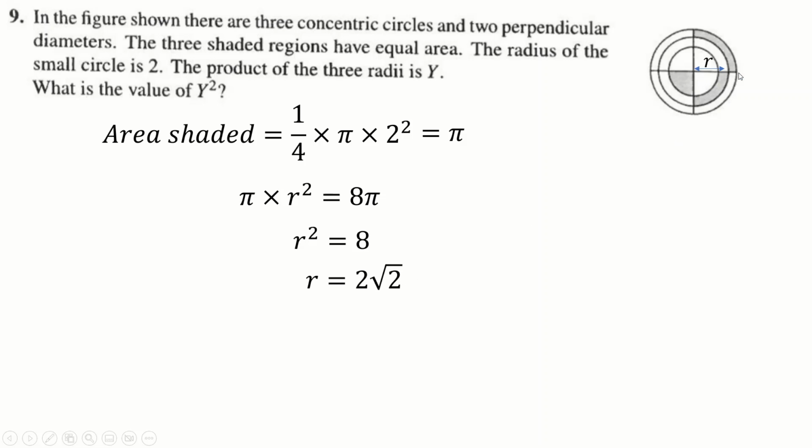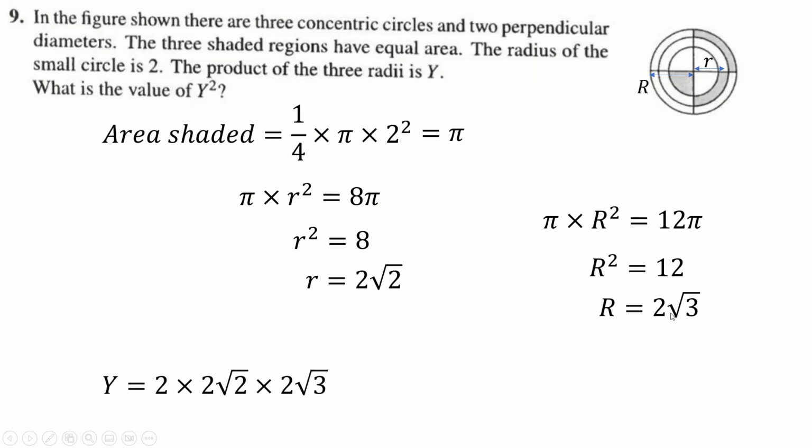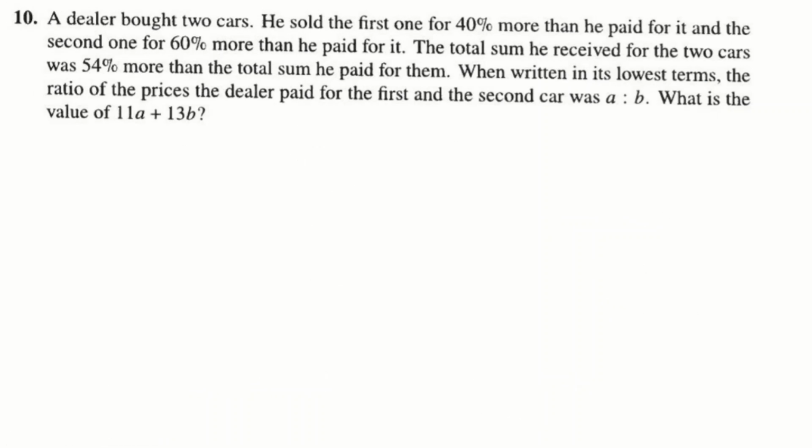Same deal for the bigger circle, which I'll call big R. Pi times big R squared is 1, 2, 3 times 4, so that's 12 of these areas. It's going to be 12 pi divided by pi, so R is 2 root 3, and it's asking us the product of the 3 radii is y. Now the radii are 2, 2 root 2 and 2 root 3, so multiply those together to make 8 root 6, and then y squared is going to be squaring this. To square that we just square the first thing, which is 64, square root 6, which is 6, 64 times 6 is 384, and that will be our answer.